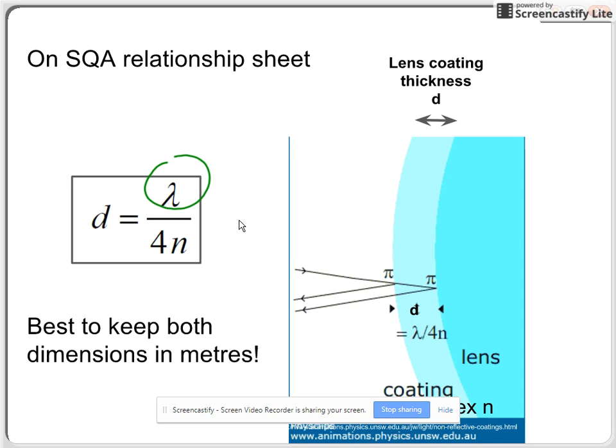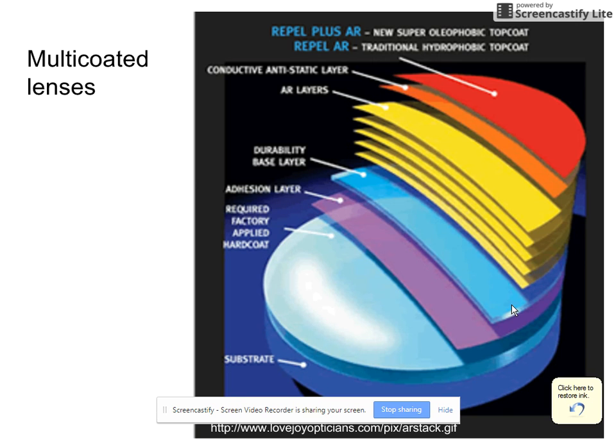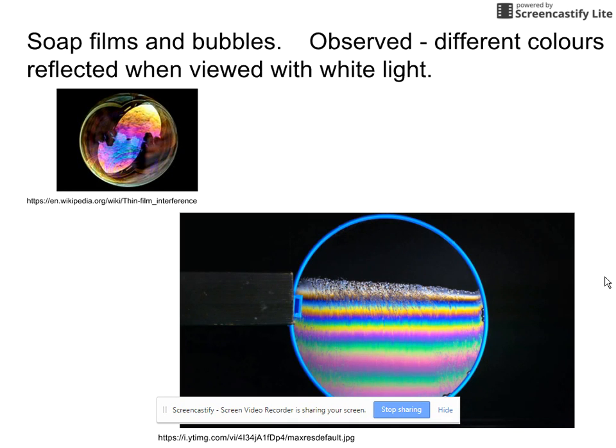Okay, so the reason that you're getting that purplish hue is because the red and blue light add together. In reality, a lot of the more expensive lenses have various extra coatings to try and reduce the reflection of other wavelengths as well as just the green. So you'll get multi-coated lenses, and that's why they're all very expensive.